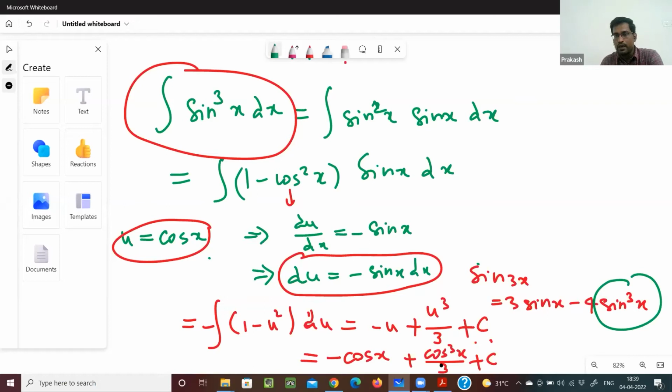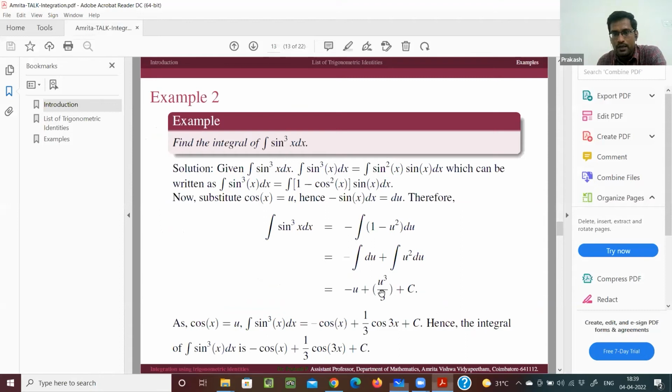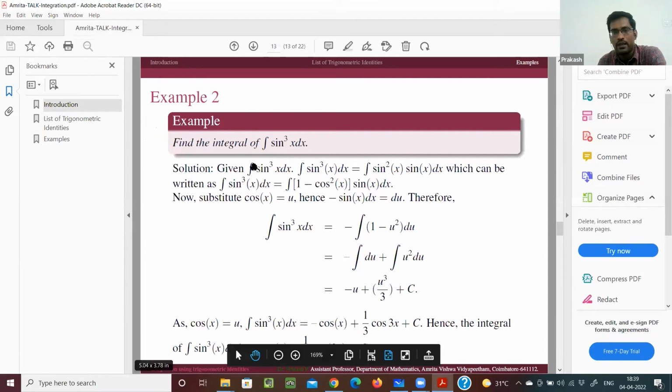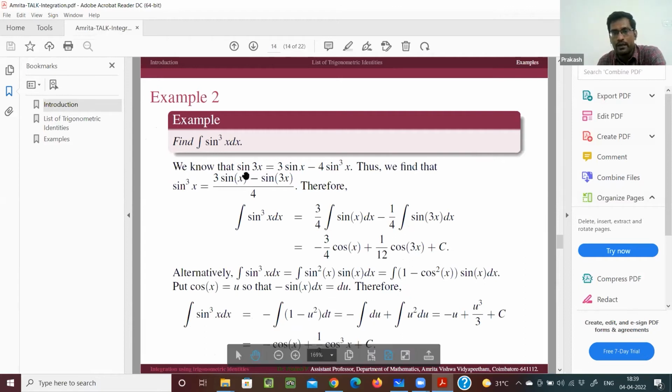So that also here I have, this is one way, this is already explained in this PowerPoint. Sin 3x, here we are taking u equal to cos x, and this also we know how it is coming, that already I explained. So after that again we are substituting u equal to cos x, so then finally we are getting the same problem. Here you see, I am just using the sin 3x identity. This is a well-known identity. So from this we can identify sin cube x.